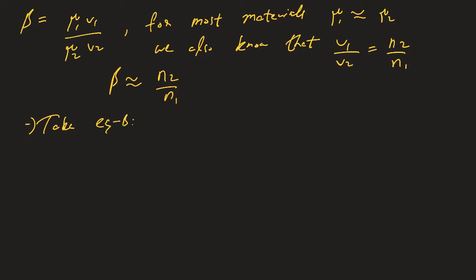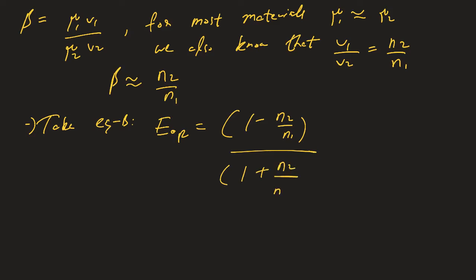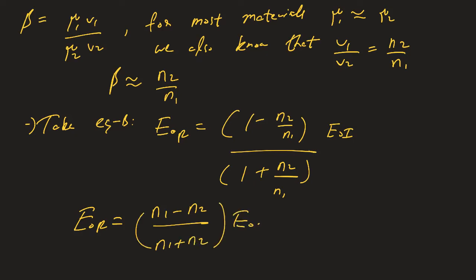So under this simplification, if you take equation B and substitute this new beta, then E naught R becomes equal to 1 minus n2 over n1 over 1 plus n2 over n1, times E naught I. So let's see, n1 will cancel, so E naught R becomes equal to n1 minus n2 over n1 plus n2 times E naught I.